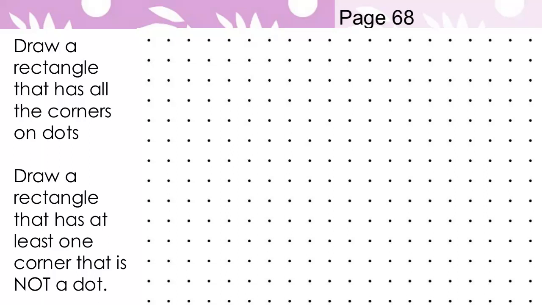Can anyone at all draw a rectangle that has at least one corner that is not on a dot? You heard me. Can you draw a rectangle that has at least one corner that is not on a dot? Anyone? It has to be at least one.